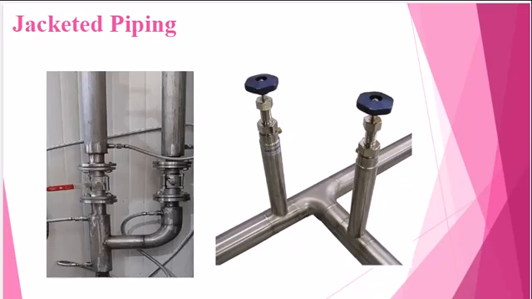Jacketed piping. Jacketed piping consists of an inner and outer pipe to insulate or heat the steam, commonly used for high-temperature applications. This design minimizes heat loss, essential for precise temperature control in industries like chemical and food processing.